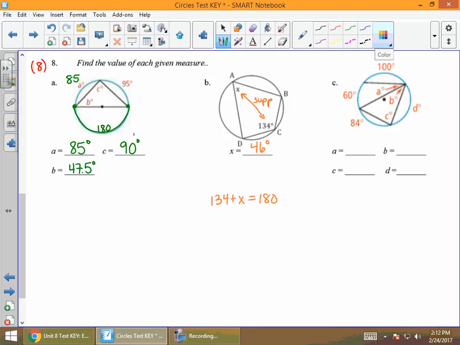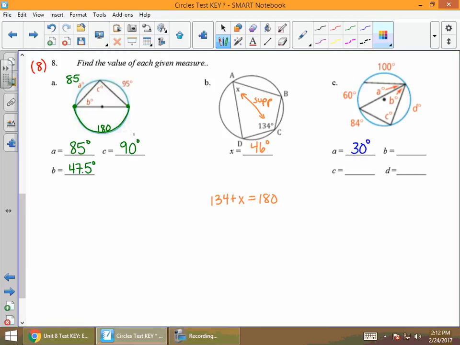And then for part C, if this is angle A, it is an inscribed angle for the blue arc that I just drew in. That would be angle A is inscribed, which means it is half of that arc. Half of 60 is 30 degrees.